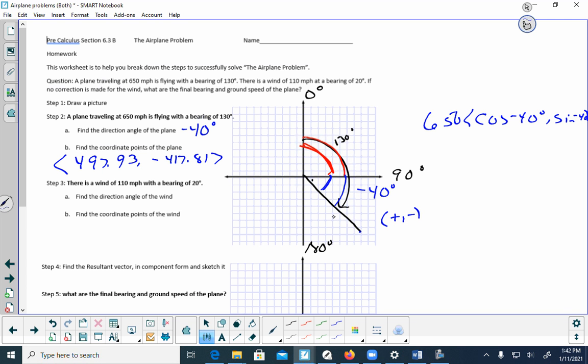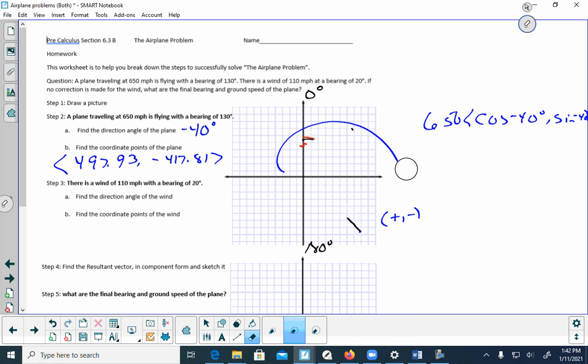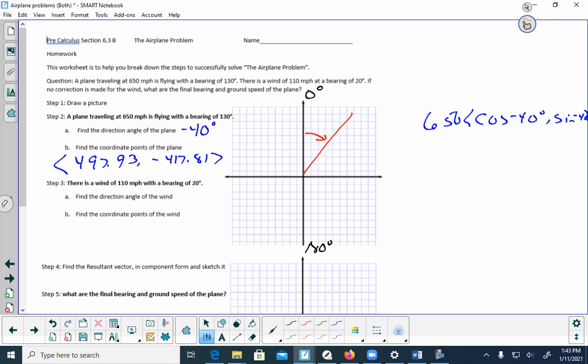The second part of the problem says that I have a wind of 110 miles per hour. So I'm going to erase all these, get these out of my way so I can do my wind. So my wind is 110 miles per hour at a bearing of 20 degrees. A bearing of 20 degrees means going from north, as I move east, I am going to go 20 degrees. So from here to here is 20 degrees.